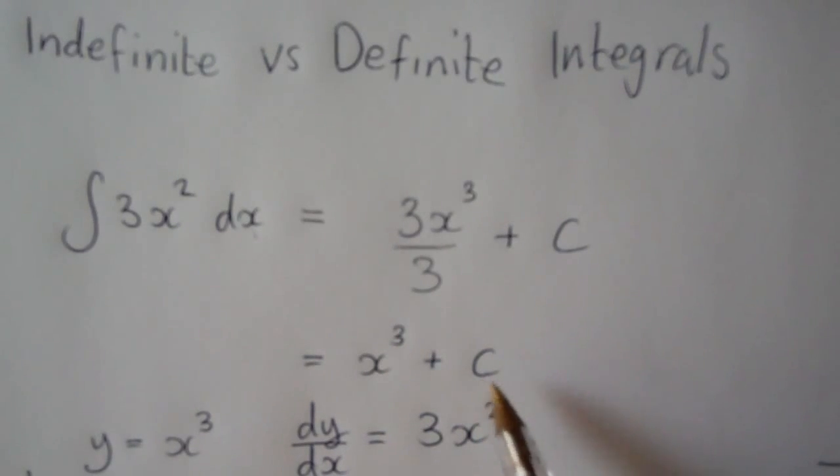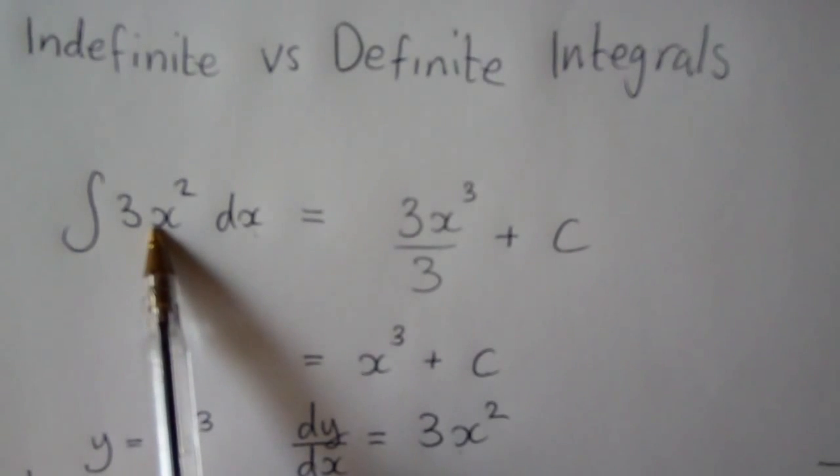Now what happens to this c here? Well, it's a constant. What happens to a constant when you differentiate it? It turns into 0. So we end up with 3x squared. 3x squared is what we had at the beginning.